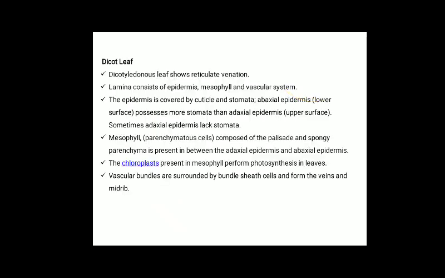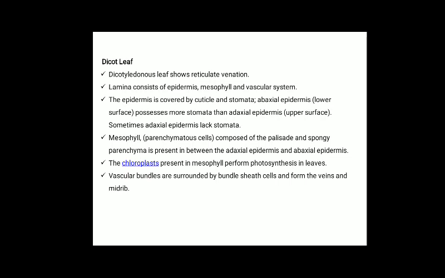Then we have the structure of dicotyledonous leaf. Dicotyledonous leaves show reticulate venation. Lamina consists of epidermis, mesophyll and vascular system. The epidermis is covered by a cuticle and has stomata. Abaxial epidermis, that is the lower surface, possesses more stomata than adaxial epidermis, that is the upper surface. Sometimes adaxial epidermis lacks stomata.